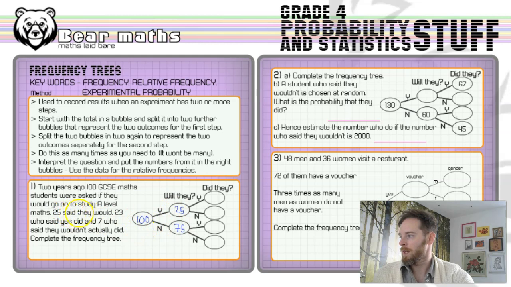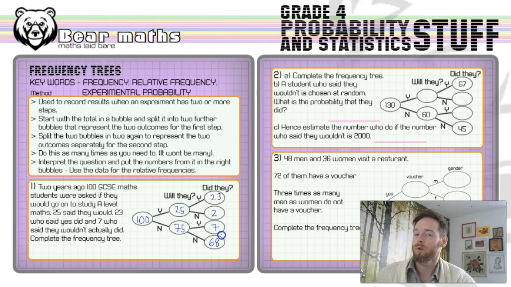Then we do the same thing here. 23, who said yes, did. So 23, carry on the yes, that's 23, and then 2 didn't. 23 and 2 makes 25, and then we have to look at the hardest sentence to interpret, I think. 7 who said they wouldn't actually did. So 7 out of these 75 who said they weren't going to actually did go on and do A-level maths. That means that 68 did not. Those two numbers had to make that one. And that's all good, and that's filled in the whole frequency tree.